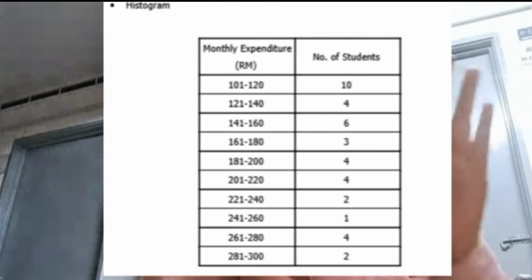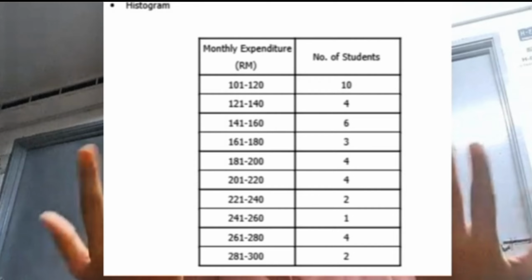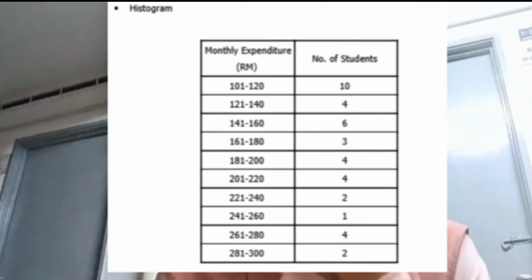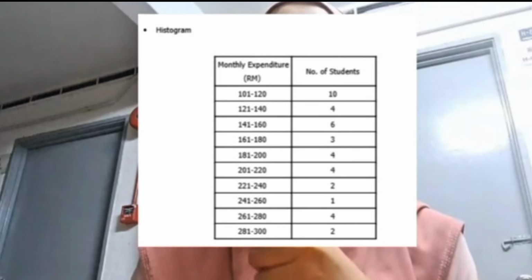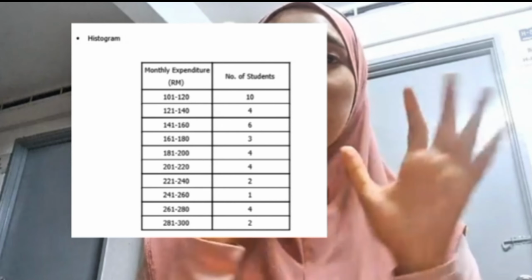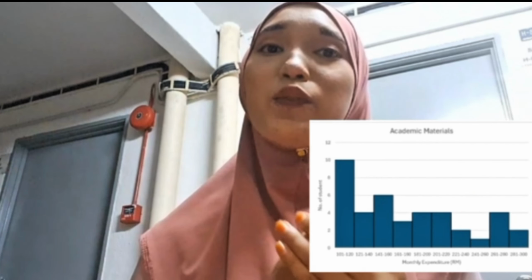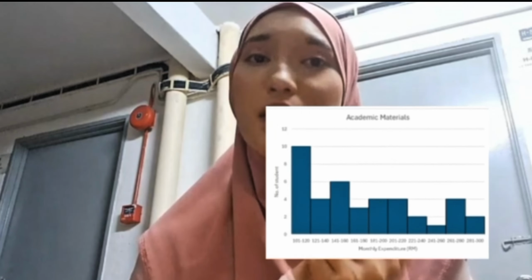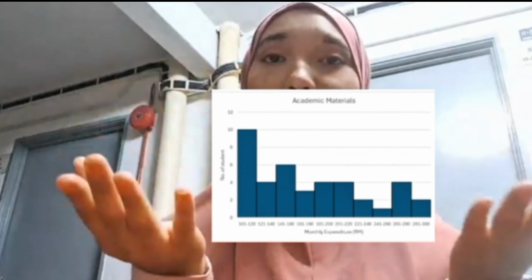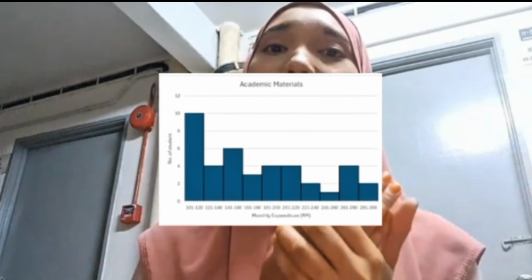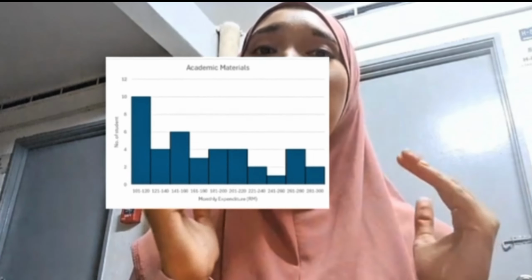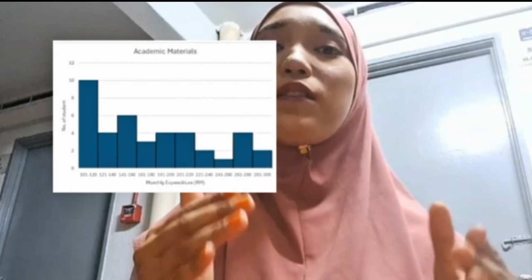Assalamualaikum. Today I will be presenting a histogram that shows student monthly spending on academic materials. This histogram explains the amount of money the students spend on their academic materials. The most common spending range is RM101 until 120 with 10 students, while the least common spending range is RM241 until 260 with only 1 student. Overall, most students spend less than RM200 per month. So this indicates a tendency for the students to be thrifty.